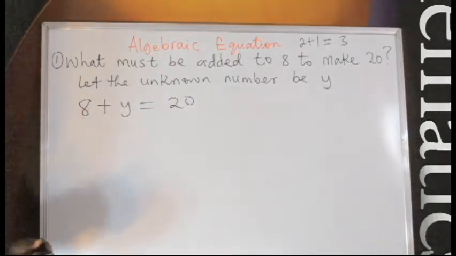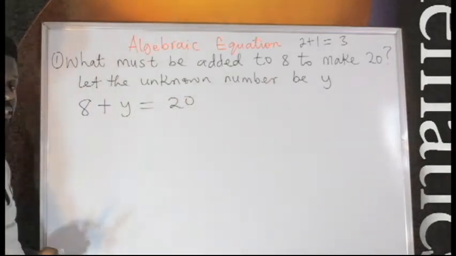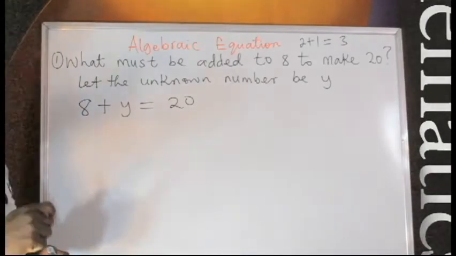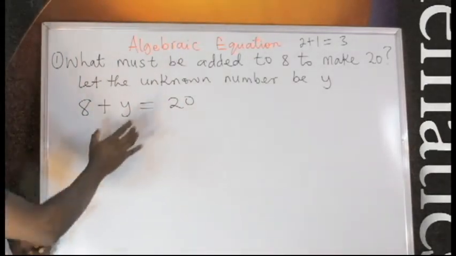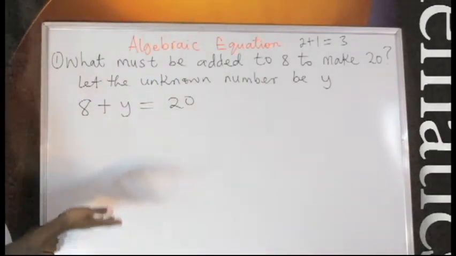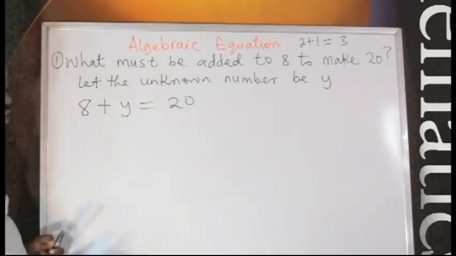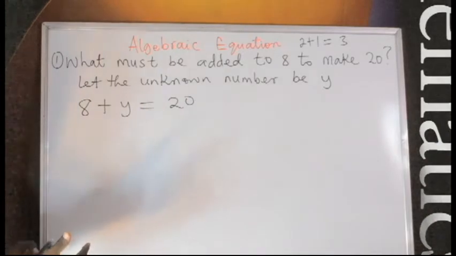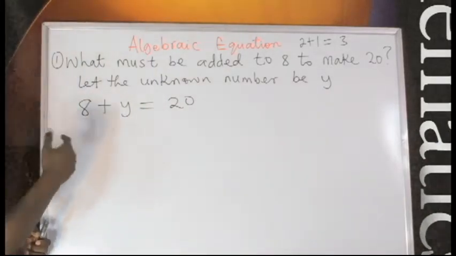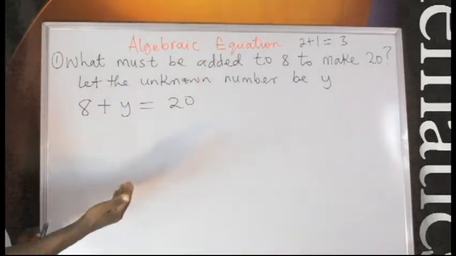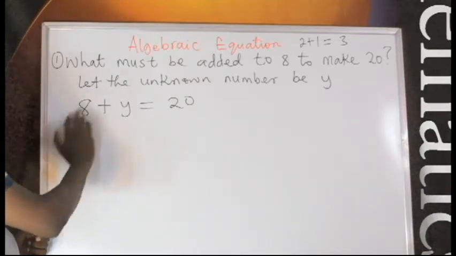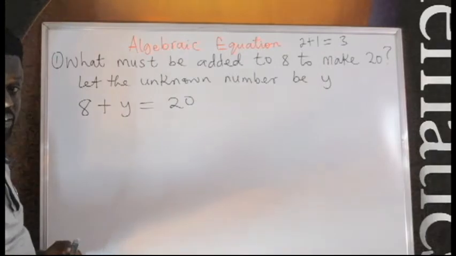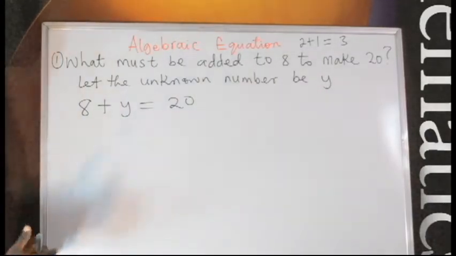Now we don't know the number. So 8 plus Y equals 20. Our focus is on Y. We want to know the value of Y. So you want Y to be independent. We don't want any number to be attached to Y. So this 8 must go off. For 8 to go off, 8 is positive, so we have to subtract. Because it's positive, we subtract 8 from both sides. If 8 is negative, then we add 8 to both sides. So it's called additive inverse.